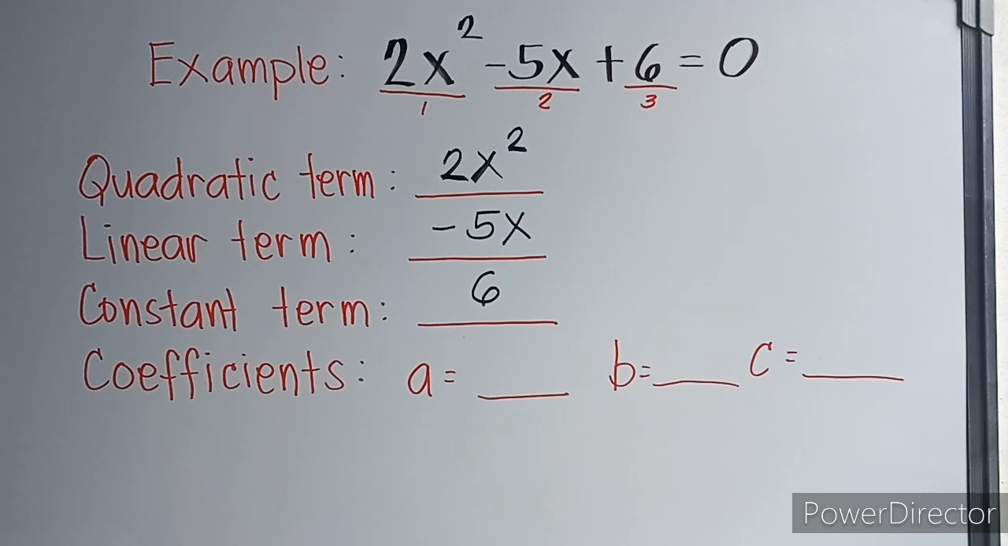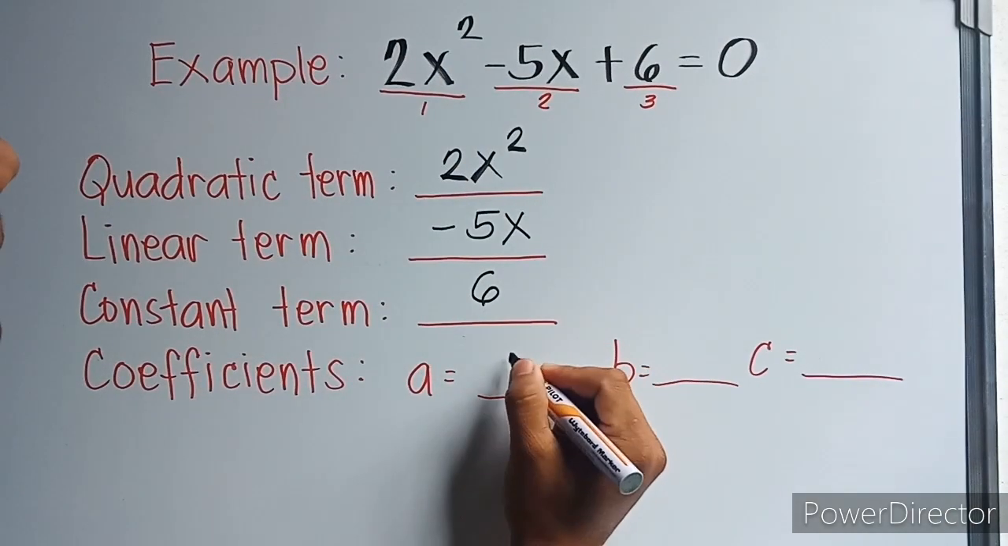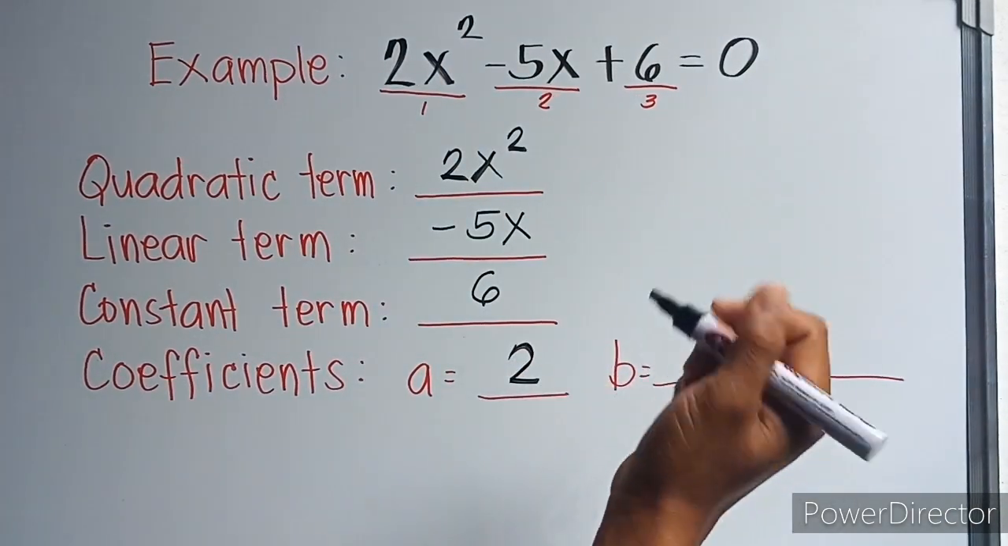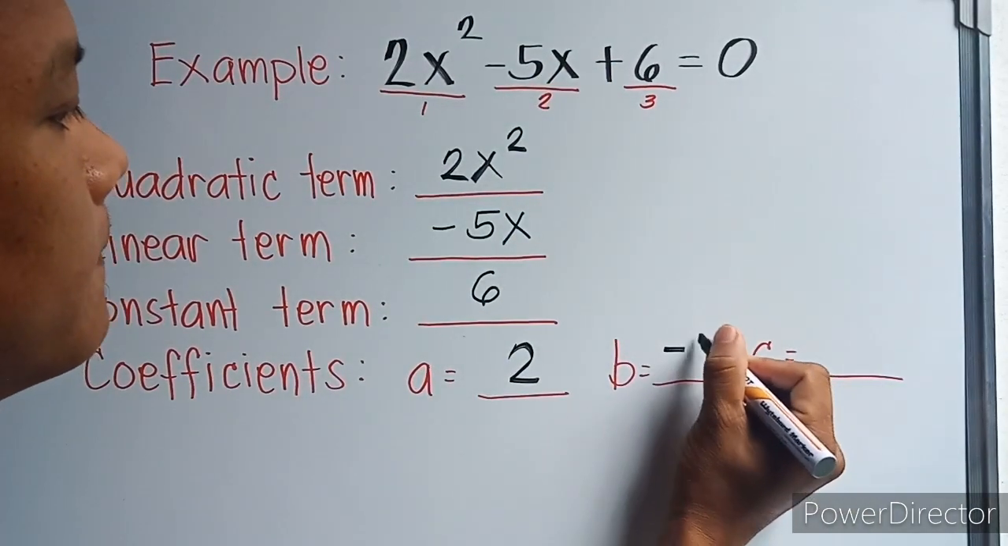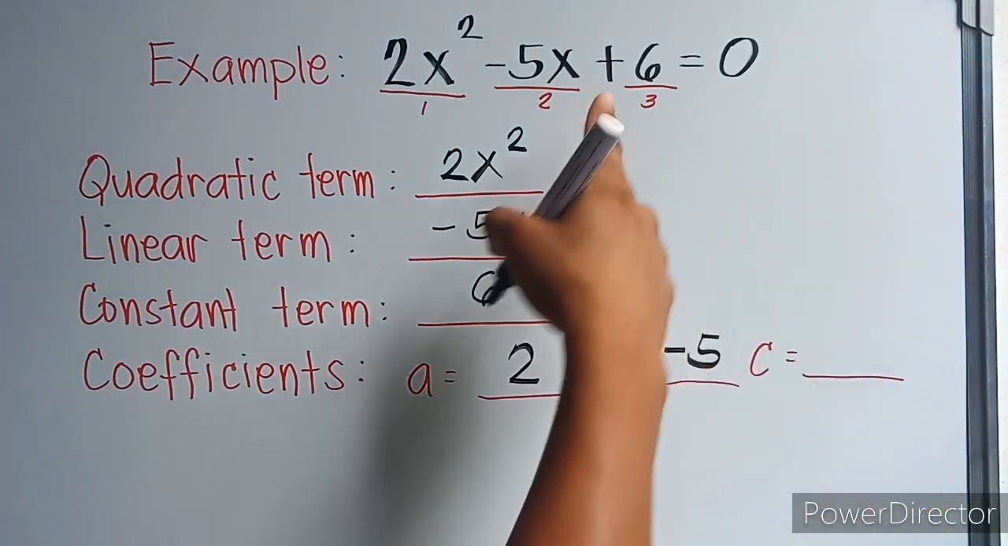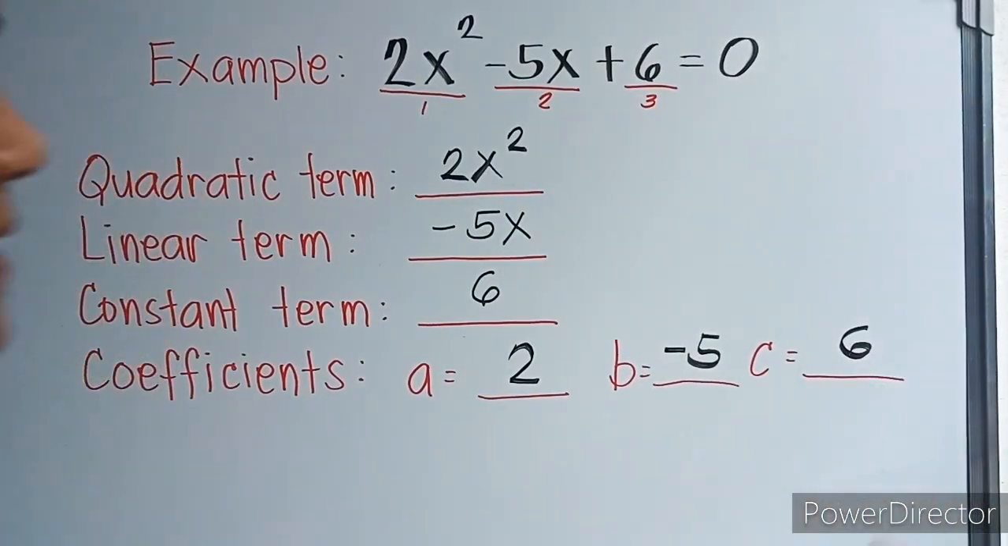Okay, now, what are the coefficients? We have a, b, and c. So, coefficient a is 2. Coefficient b is negative 5. And coefficient c, or the constant, is 6.